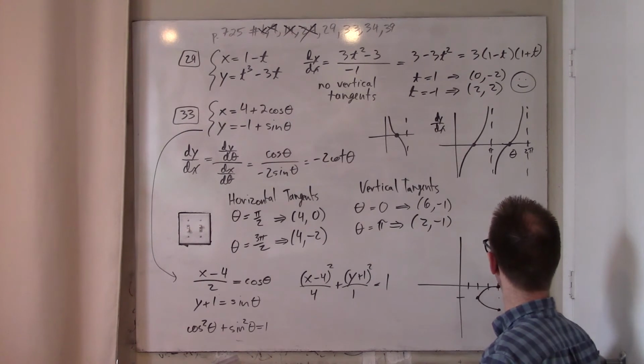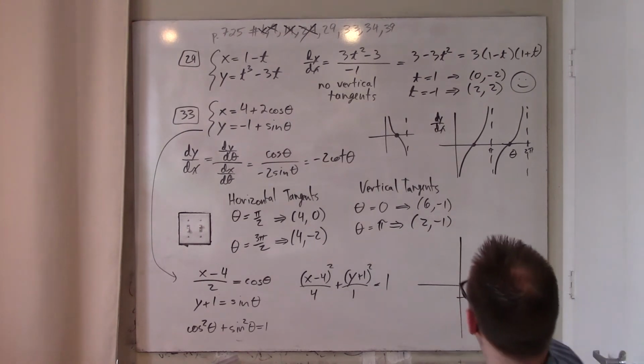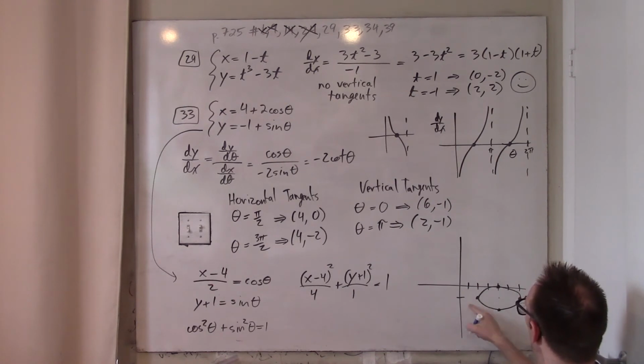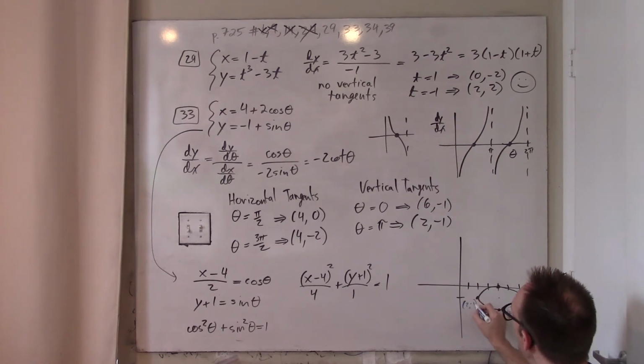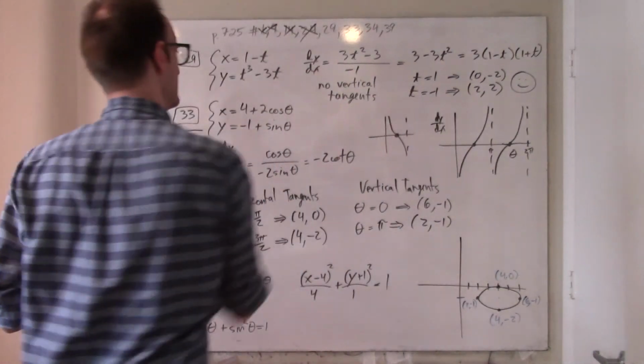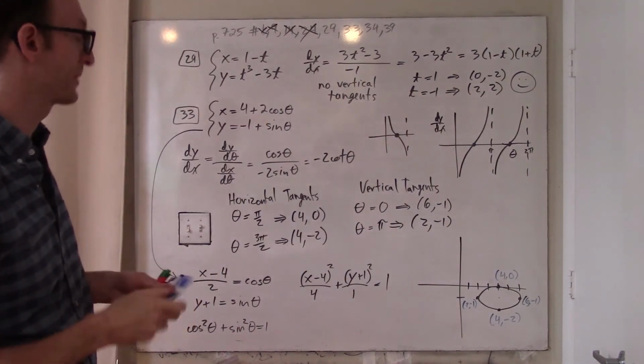And so what we get is this ellipse. And this is the point (6, -1). This is the point (2, -1). That's the point (4, 0). And that's the point (4, -2). And it's exactly matching up with what we got there.